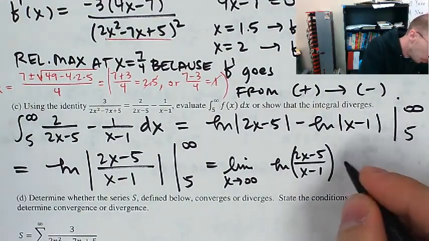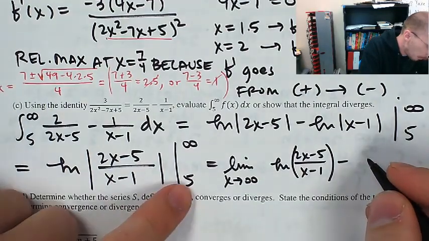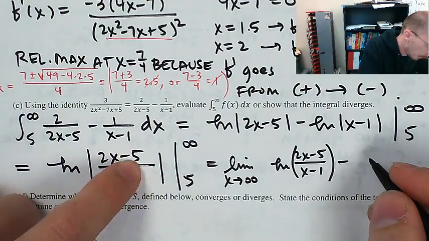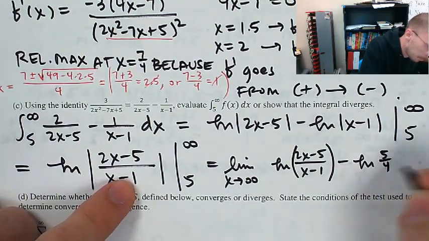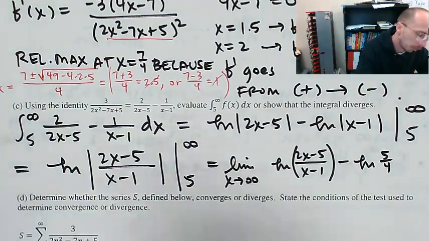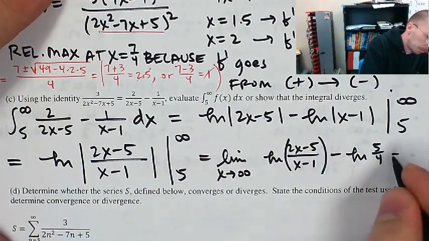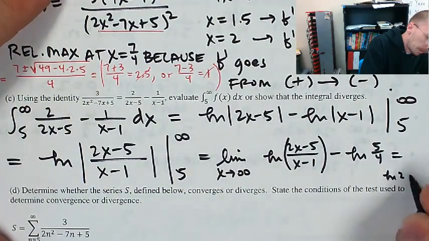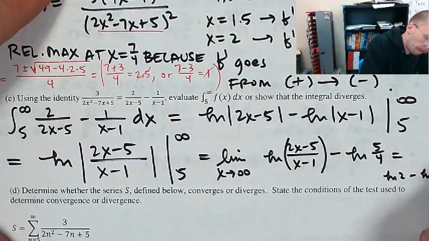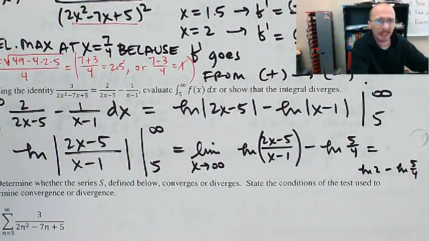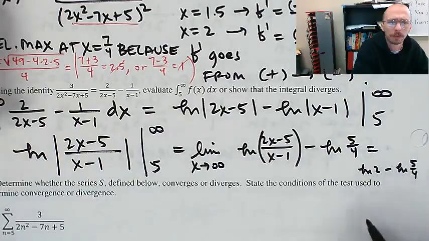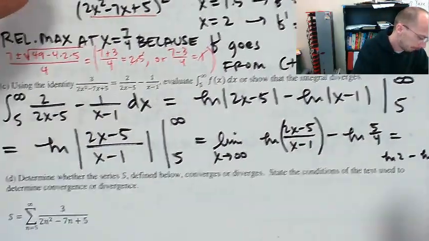Okay, so this is going to be the log of 2 minus, when I plug in 5, I've got 10 minus 5 is 5 over 4. Okay, and so it's log of 2 minus log of 5/4. And if you really wanted to, you could call that the log of 8/5, I think, but no need, right? This is good enough. All right.